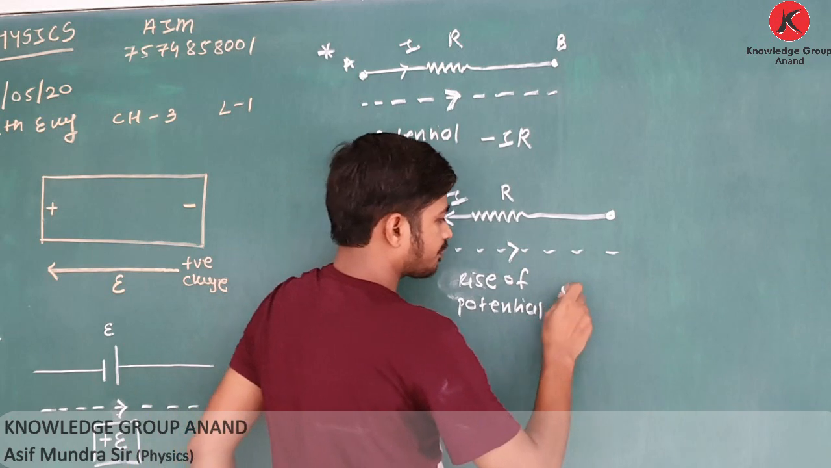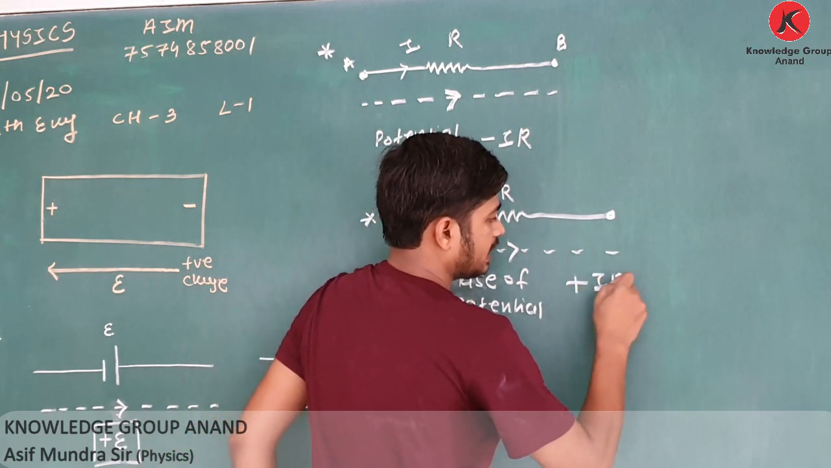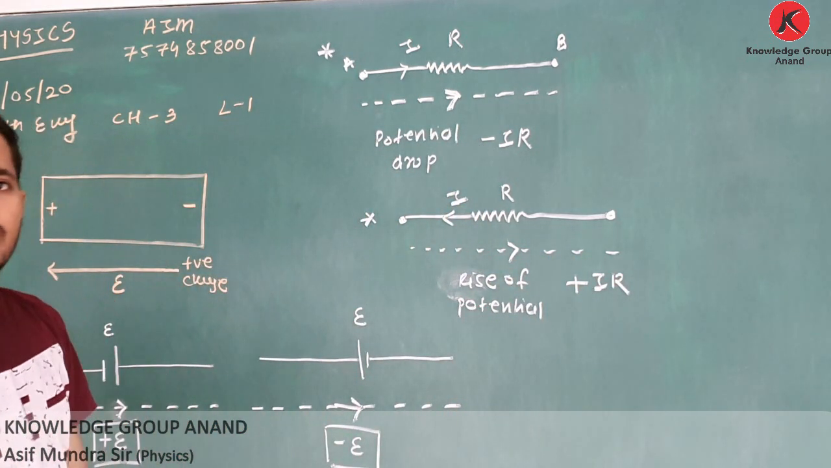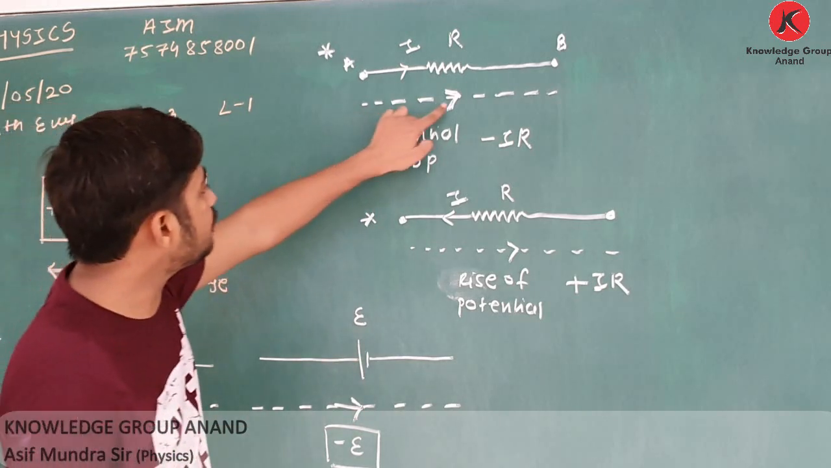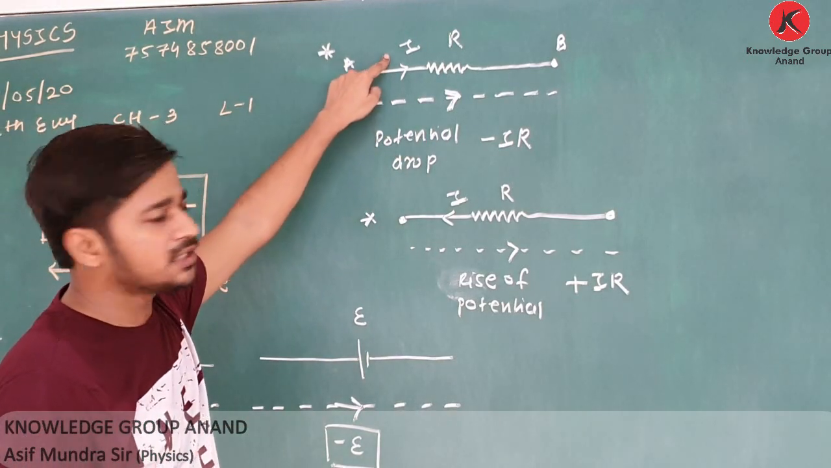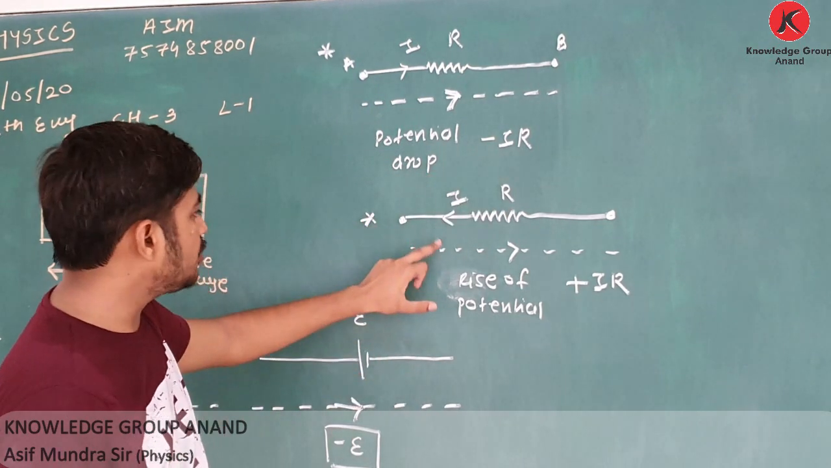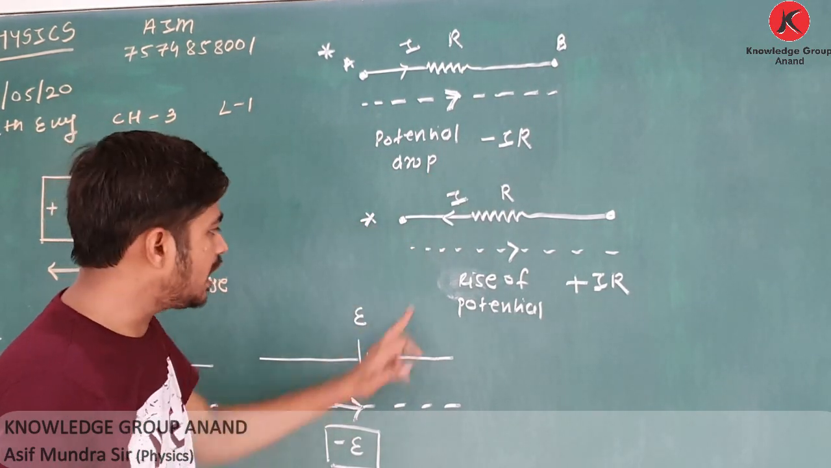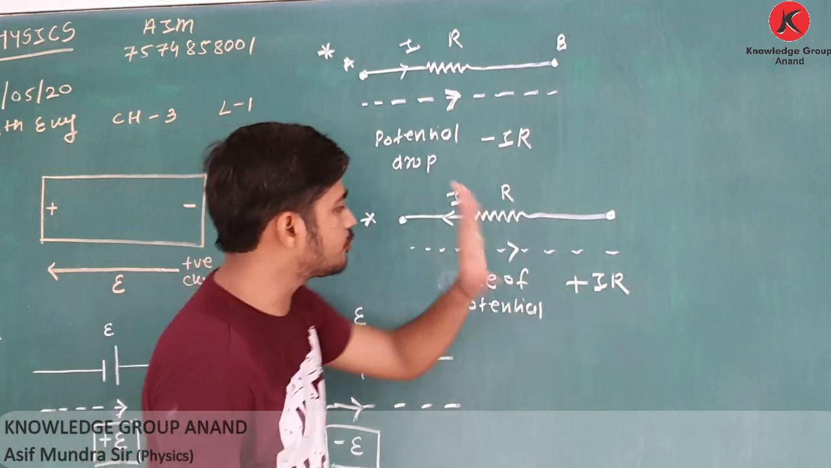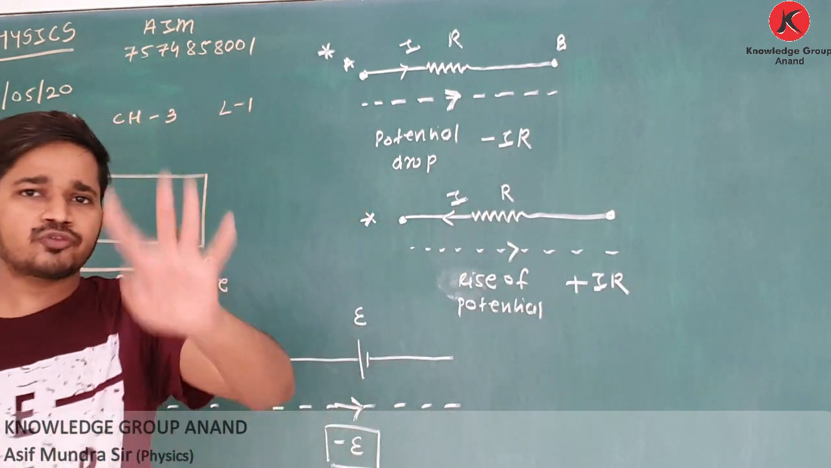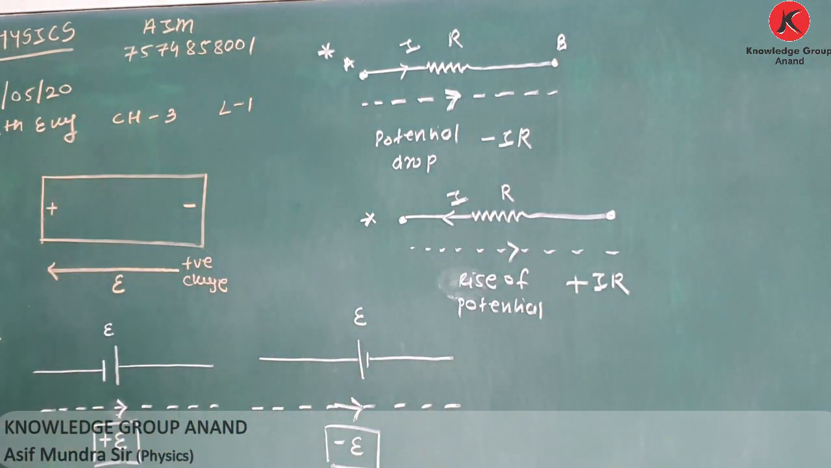It is plus IR. So how to remember? If you are moving in the direction of current, then across the resistor, the potential drop is minus IR. When you are moving in the opposite direction of current, then there is a rise of potential, you have to write plus IR. So these four things you have to remember.